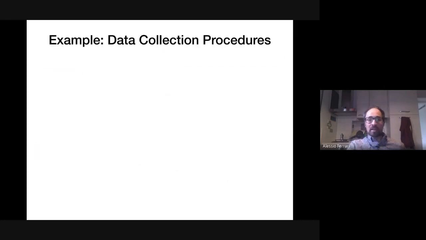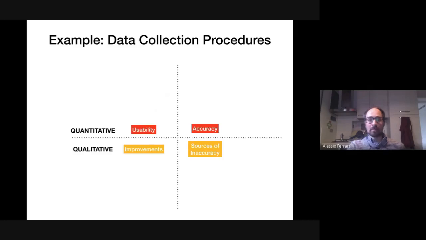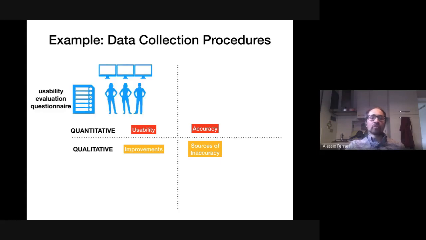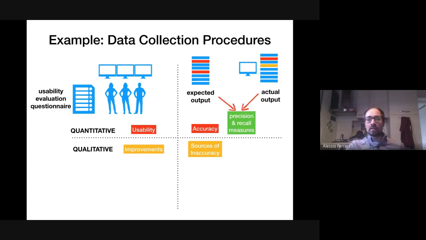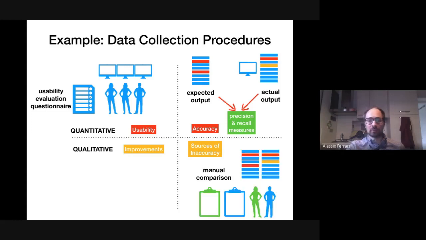For example, in our example case, as we said, we have quantitative and qualitative data. Okay, quantitative data are related to both usability and accuracy. Qualitative are related to possible improvement and sources of inaccuracy. We are still speaking about our tool for defect detection. Usability, as I said, we perform a usability evaluation questionnaire with a group of people, and we have a quantitative output. Accuracy, I measure precision and recall based on a comparison between the actual output of the tool and the expected output. For sources of inaccuracy, I do a manual comparison.